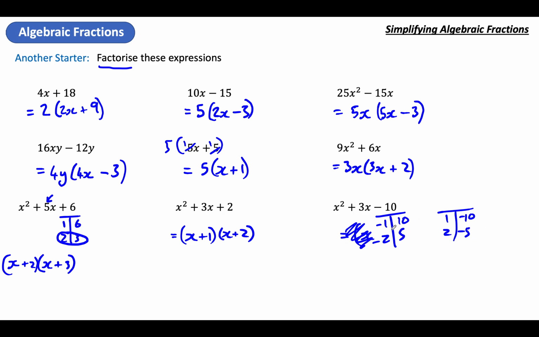Now in this case, to make positive 3, I'm adding together these two, negative 2 and positive 5. They multiply to make minus 10. They add together to make positive 3. So it's x, take away 2, and x plus 5, because the 2 is negative, the 5 is positive. Okay? Cool, that's a useful skill for what we're going to do.